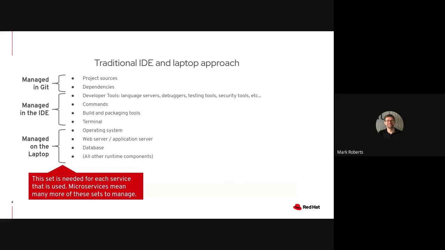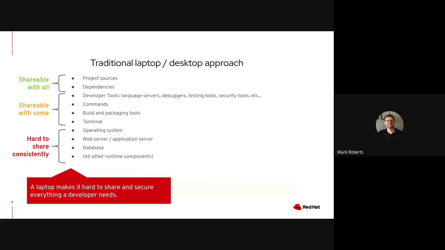So where do we manage all these various different things? Well, some of the assets are managed in a Git repository in terms of our source code. Some of the commands and tools and developer environment is managed within the IDE. And then you've got the operating system and the platforms that you'll use to test things, all managed on the laptop. So there's huge scope there for great variance in what all these things look like in terms of how they will operate on each individual person's machine.